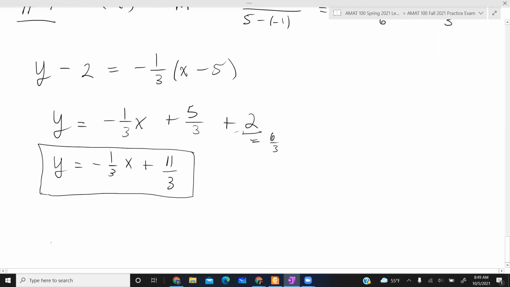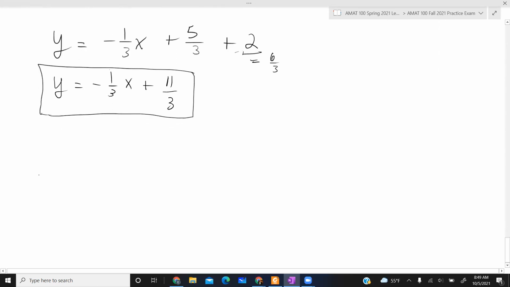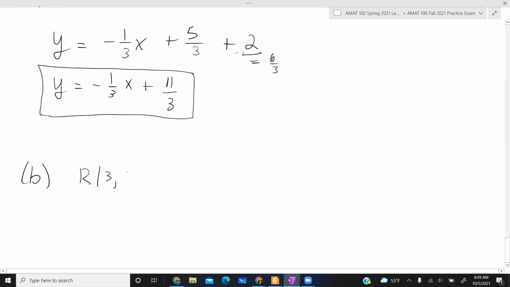Now for part B, I want a parallel line passing through a given point R, and R is (3, 5). If you remember, there's a fact about parallel lines: two lines are parallel if and only if they have the same slope. So the slope of the desired line, the line whose equation we're trying to find, is also -1/3. I have a point and a slope, so I can just use the same formula.